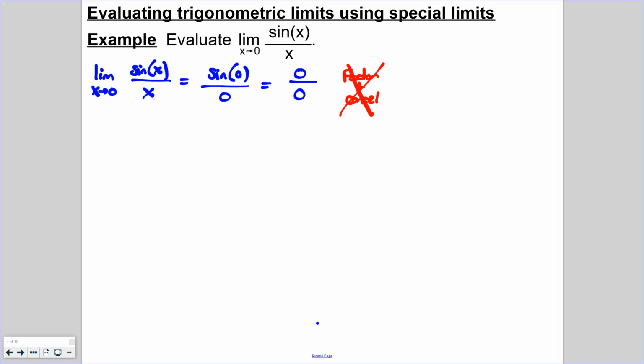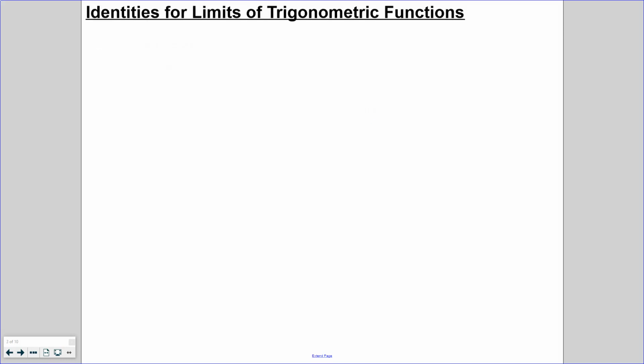So, we need to learn a whole new set of identities for trig functions. So these are special identities for limits of trig functions. And our first identity is if we have the limit as x approaches 0 of sine of some a value times x over x.